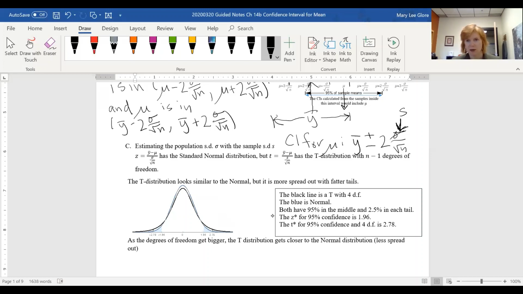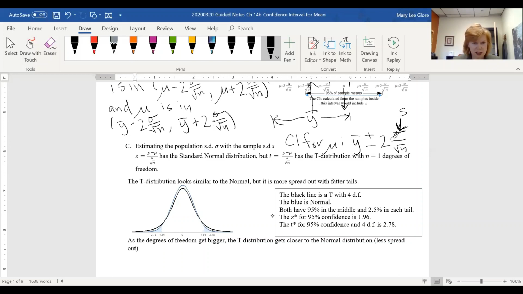When I substitute S for sigma, when I use the sample standard deviation instead of the population standard deviation, it changes things. I no longer have a normal distribution. So if I take a value y bar, and I subtract the population mean, mu, and divide by the standard deviation, sigma over the square root of n, that's a z-score for some y bar. And that has a standard normal distribution, and we could go to the z table for that.